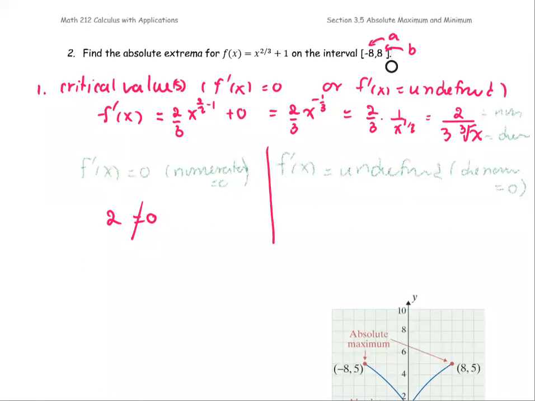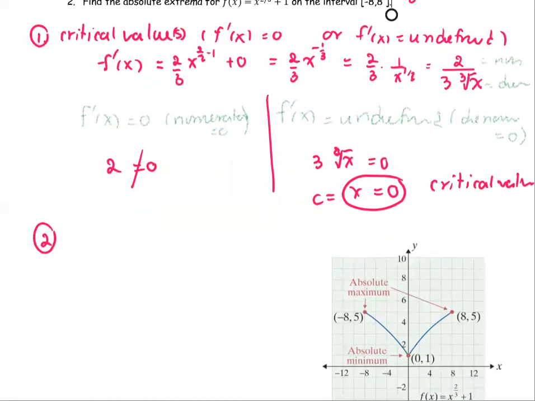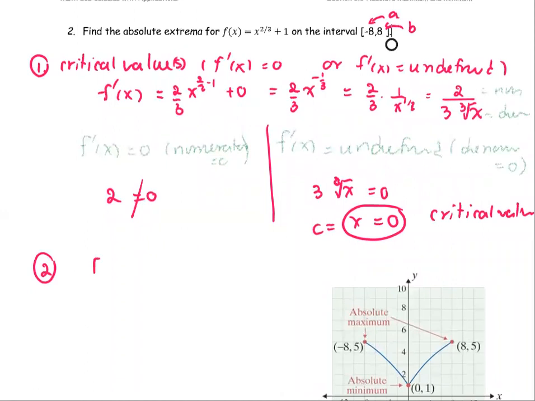In the second case, we consider the denominator to be 0, or 3 times the cube root of x equals 0. Solving for x, we get x equals 0. So in this case, we have the critical number x equals 0, or our c for this case. The next step, we're going to find the function value at point A, at point B, and at the critical point that we found. The point A is -8, point B is +8, and the c that we found from step one is 0.